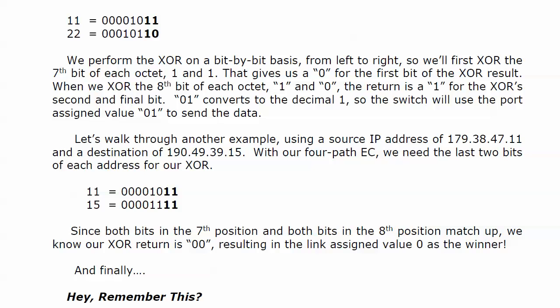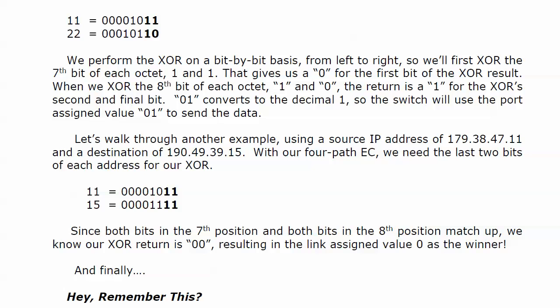That gives us a 0 for the first bit of the actual XOR result. When we XOR the 8th bit of each octet, we have a 1 and we have a 0. So the return is a 1 for the XOR's second and final bit. So our overall XOR result in that way is 0, 1. Well, what does that convert to in decimal? 1. So the switch will use the port assigned value 1 to send that data. That's all there is to it.